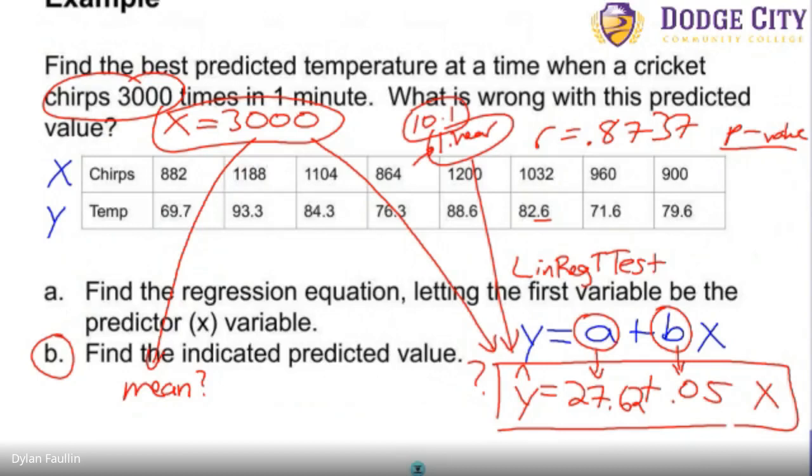Right? So this is the one we want to use, and not the mean. If there's a linear relationship, use the linear equation to make your prediction. If it's not linear, if that was the conclusion we decided, then we would just use the mean of our y values to make our prediction, which we'd have to do one var stats to find out what that should be, right? We do one var stats with that list. It would tell us the mean of those numbers. That would be our best prediction in that case.